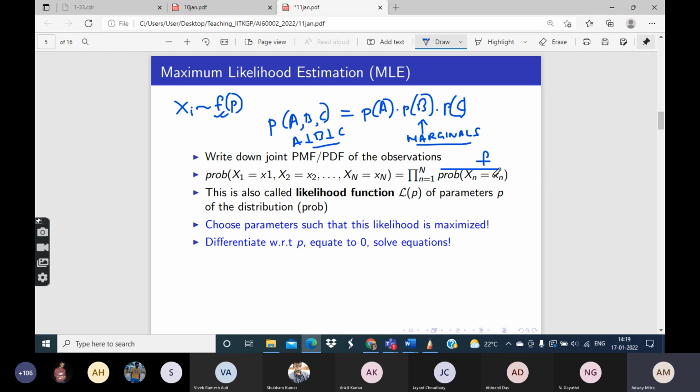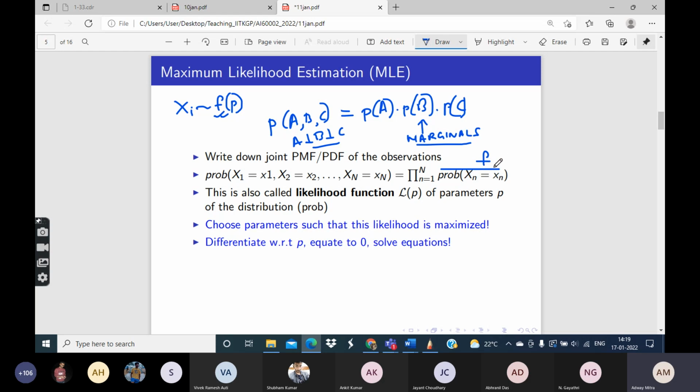Now these values are something which we have observed. These are our observations. We already know them. We are assuming that they are realizations of a random variable, but we know them. So they are constant. We cannot change them. The only thing that is not constant now are the parameters.